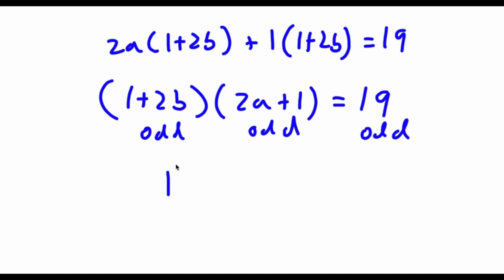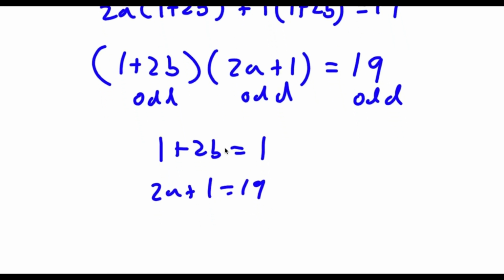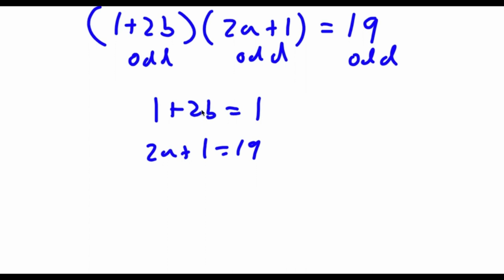So now, if I set 1 plus 2b equal to 1, then this means that 2a plus 1 has to equal 19, because 1 times 19 is equal to 19. So now if I set 2a plus 1 equal to 19, now I can simply solve for b and a.